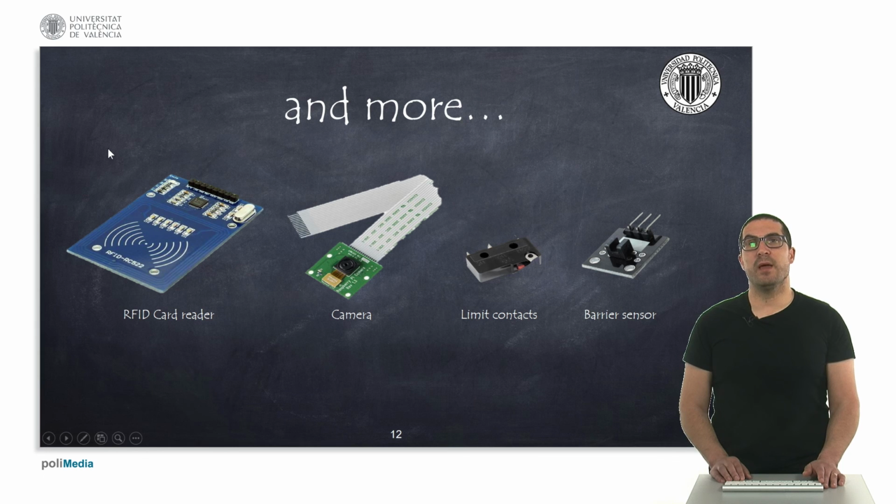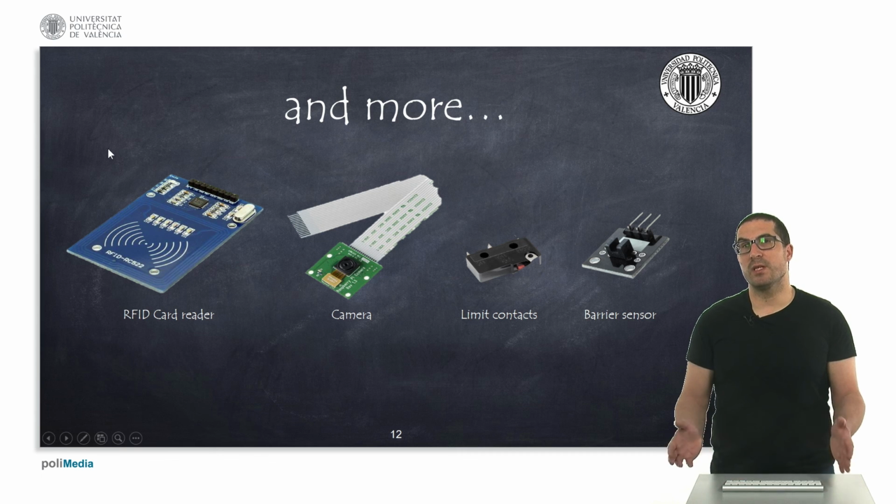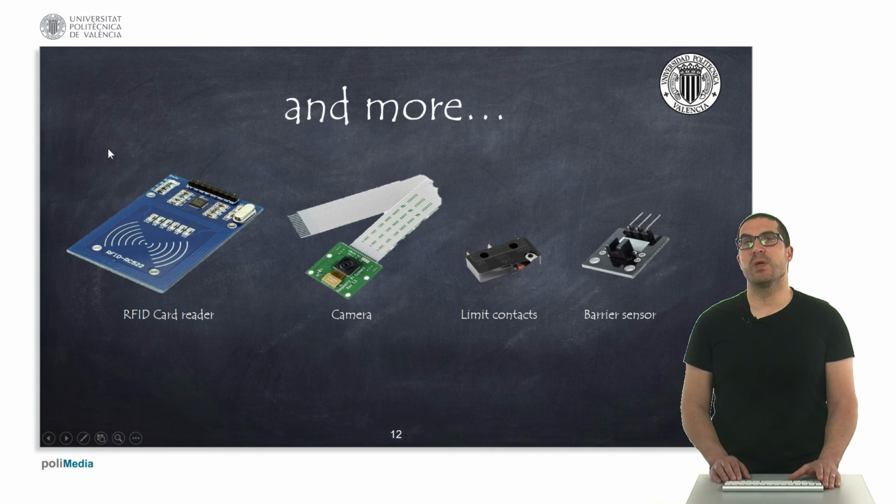And obviously there are many other kinds of sensors that we can use in IoT applications, like RFID card readers, camera, or different kinds of contact or barrier sensors too. But this presentation was intended to describe the kind of sensors that we can use in our home automation or our greenhouse or weather station projects.